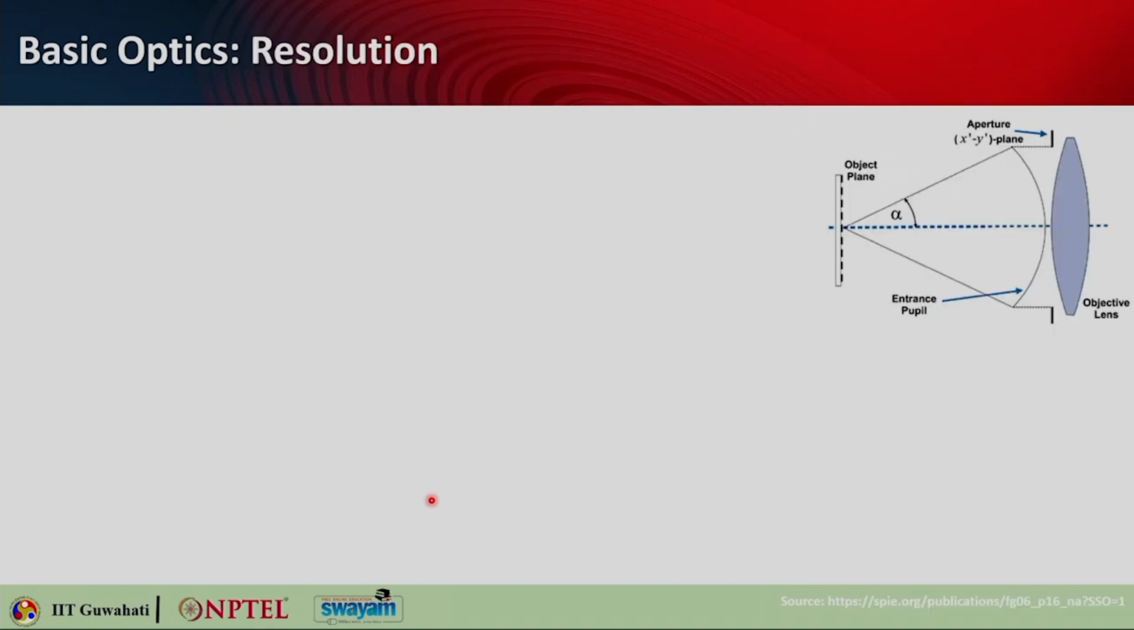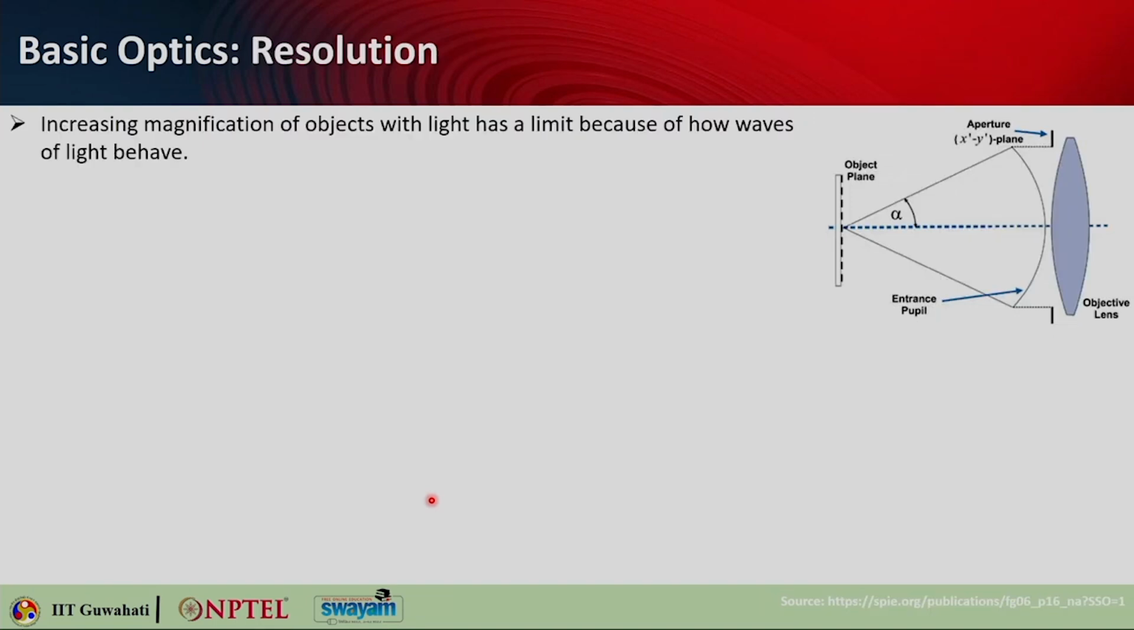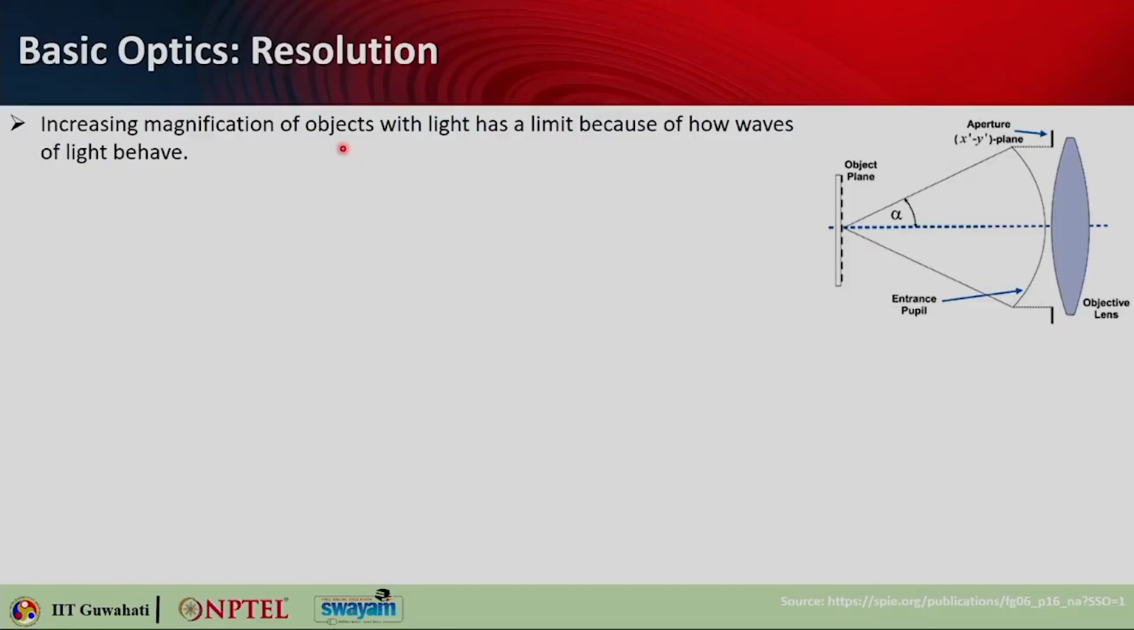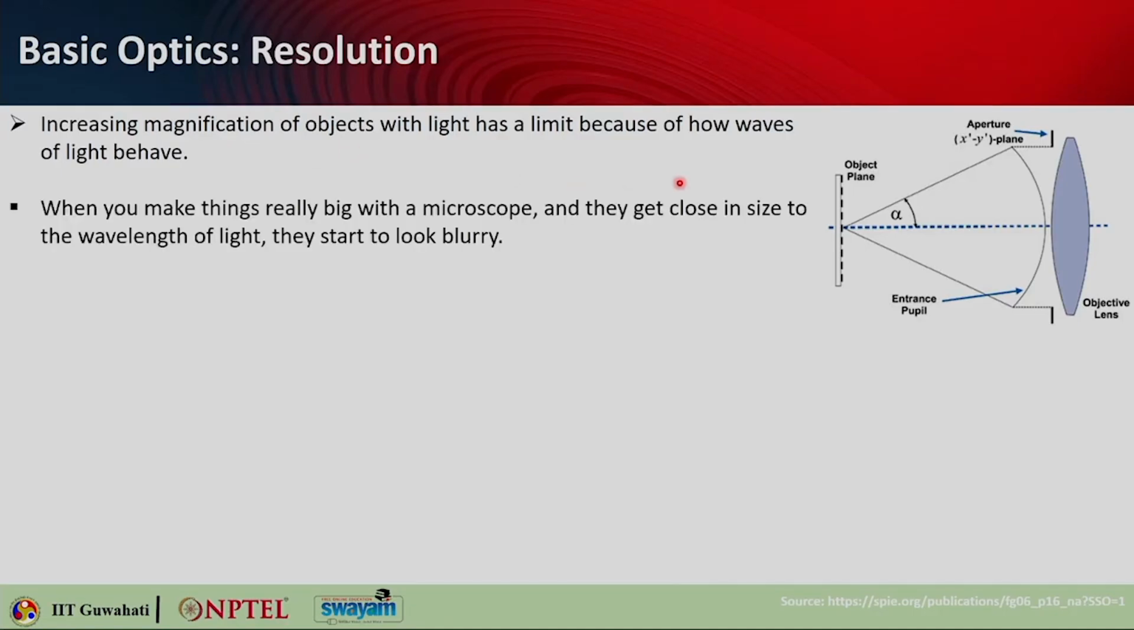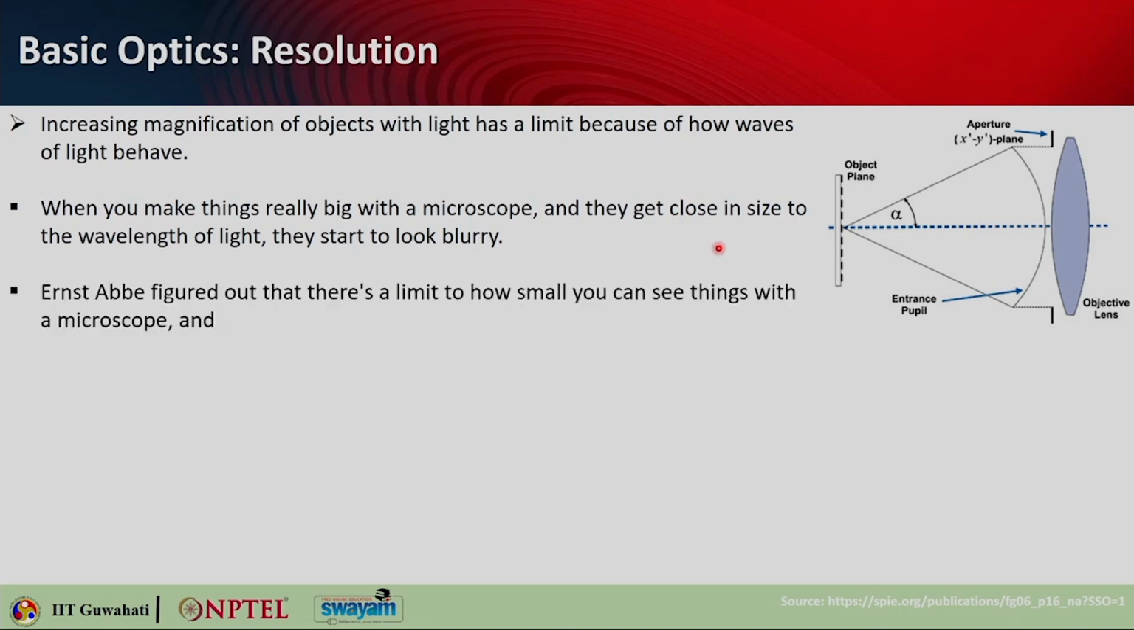Now, there is another important parameter besides magnification, which is the resolution. So, what is the minimum resolution or the minimum size that you can see? Increasing magnification of objects with light has a limit because of how waves of light basically behave. So, when you make things really big with a microscope and they get close in size to the wavelength, they will start looking blurry.